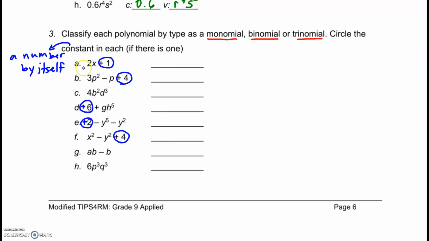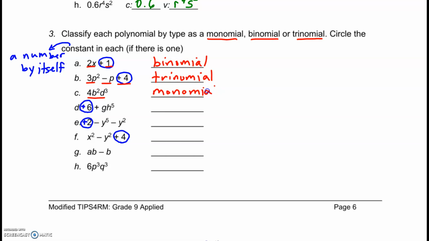So I'm looking at A, and we have that plus sign. It's separating 2x and 1. That's 2 terms, so this is a binomial. In my next one, I have 3p squared, -p, and a positive 4. That's 3 terms, so that is a trinomial. Okay, in C, I have no plus or minus signs, so that means this is a monomial.